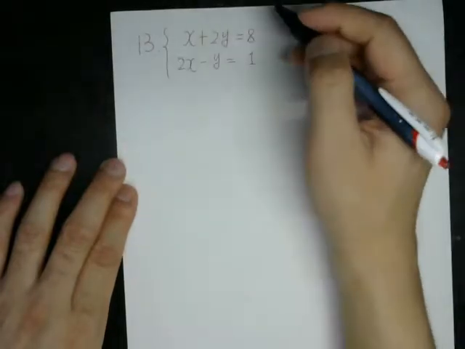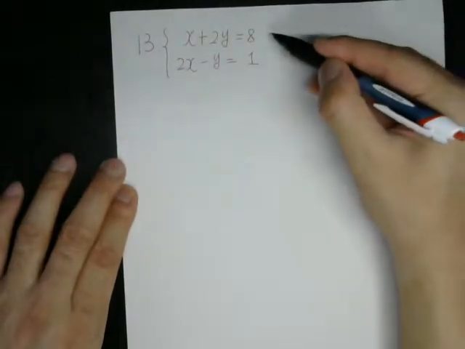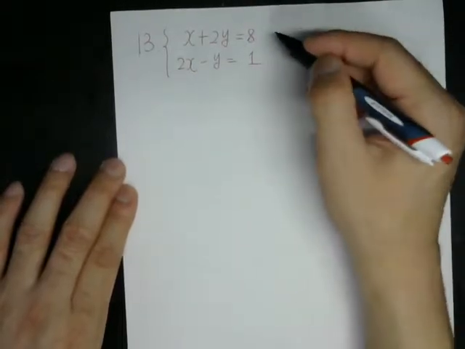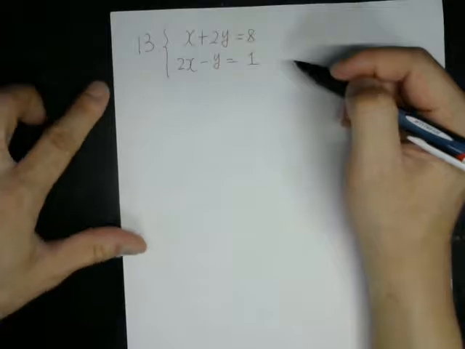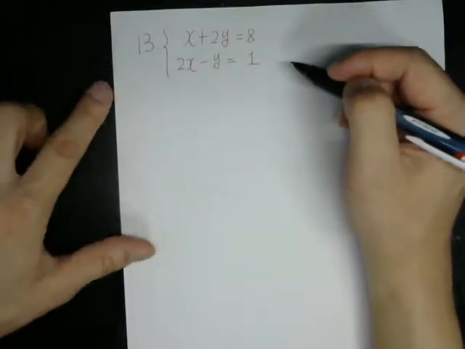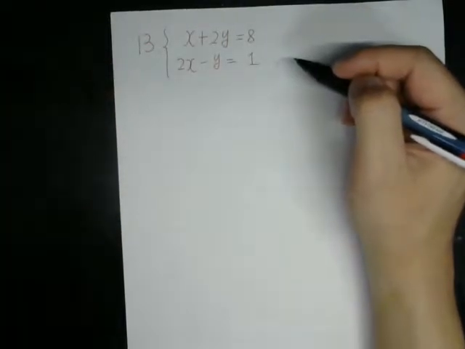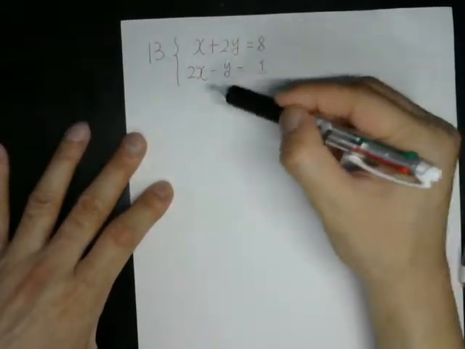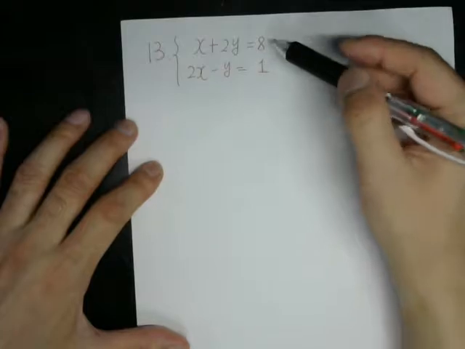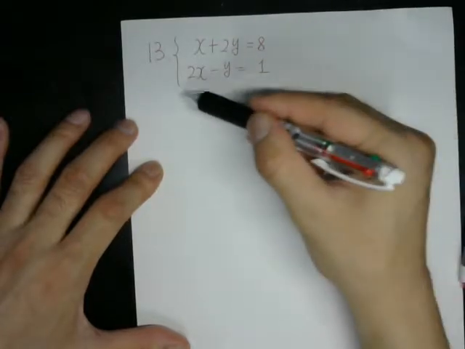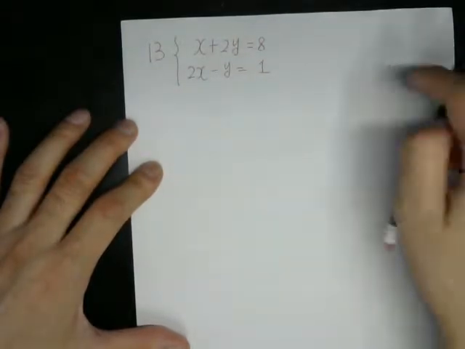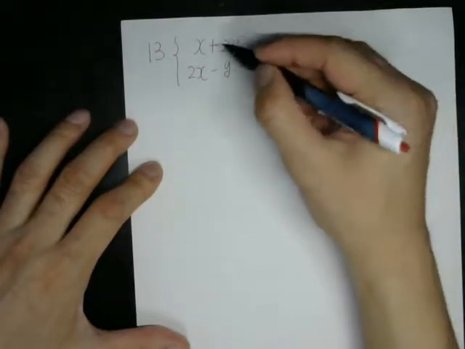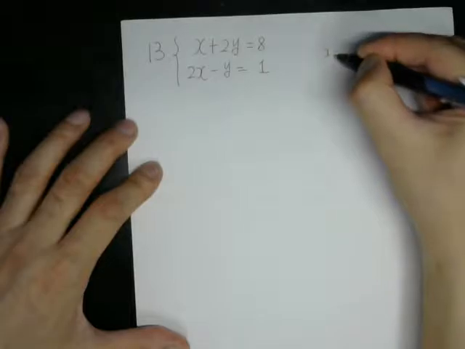Okay, in this video I'm gonna show you how to solve this linear system using the substitution method. The question number 13 in the exercise set. Well, this is a linear system, right, consisting of two linear equations. So we're supposed to choose the substitution method to solve x and y.